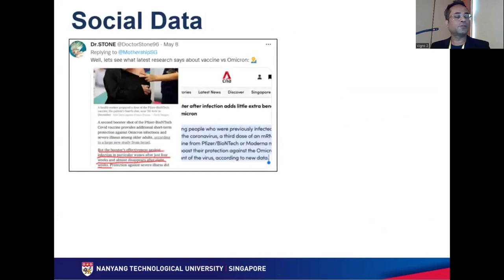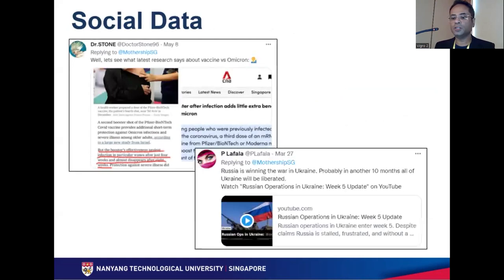So here are some examples of social data. You can see this particular example is from the COVID times. They're talking about vaccines, and one of the things they've been saying is that the booster effectiveness against infection wanes after just 4 weeks and almost disappears after 8 weeks. So misinformation gets propagated through social media, which is a very prevalent problem nowadays. And this is another post: Russia is winning the war in Ukraine. Probably in another 10 months, all of Ukraine will be liberated. And this was posted on March 27 last year.